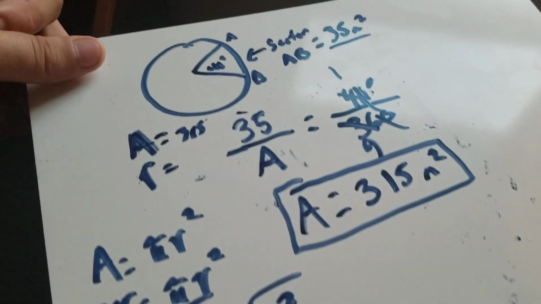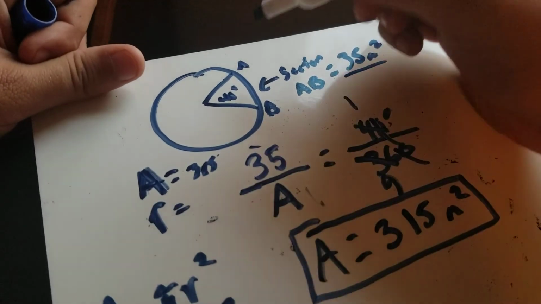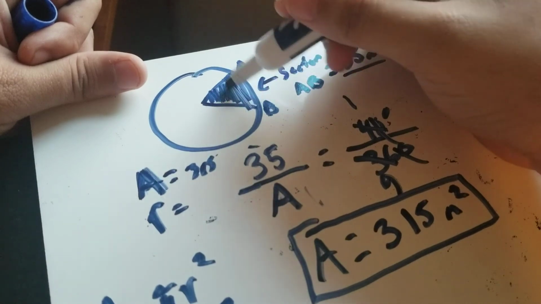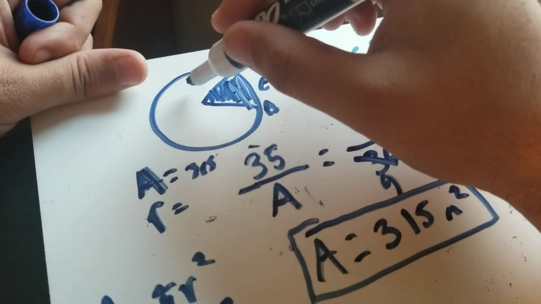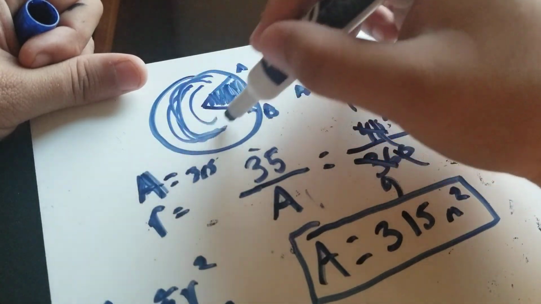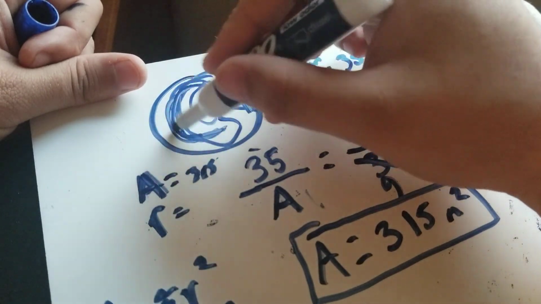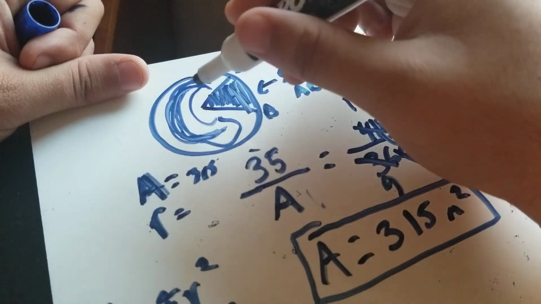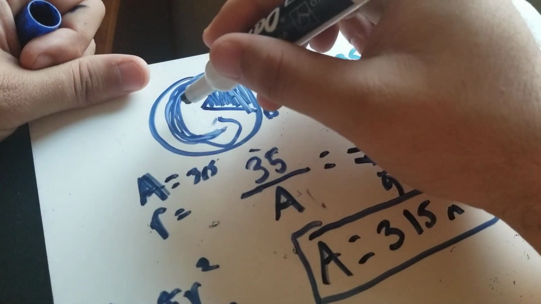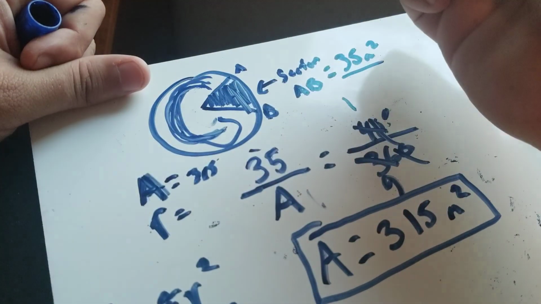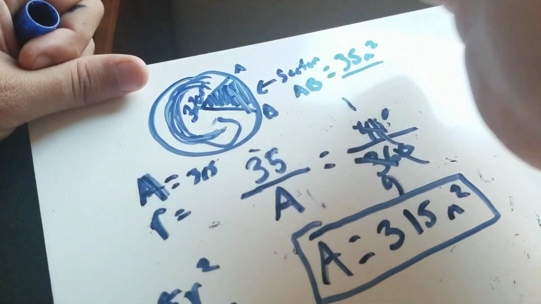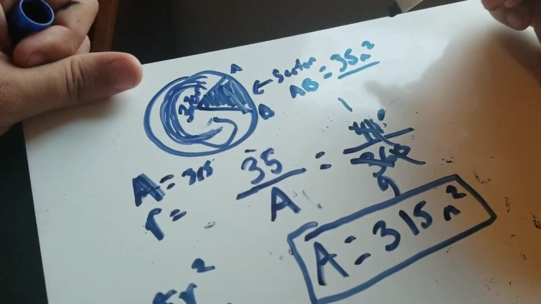And I'm going to ask a bonus question on this one. We figured out that this sector is 35 right here. The question is, what is this section right here, what we would call the major arc? How do we find that easily? Well, we know this is 40 degrees. Maybe we want to do 360 minus 40, which is 320, and do our ratio there. But there's an easier way.